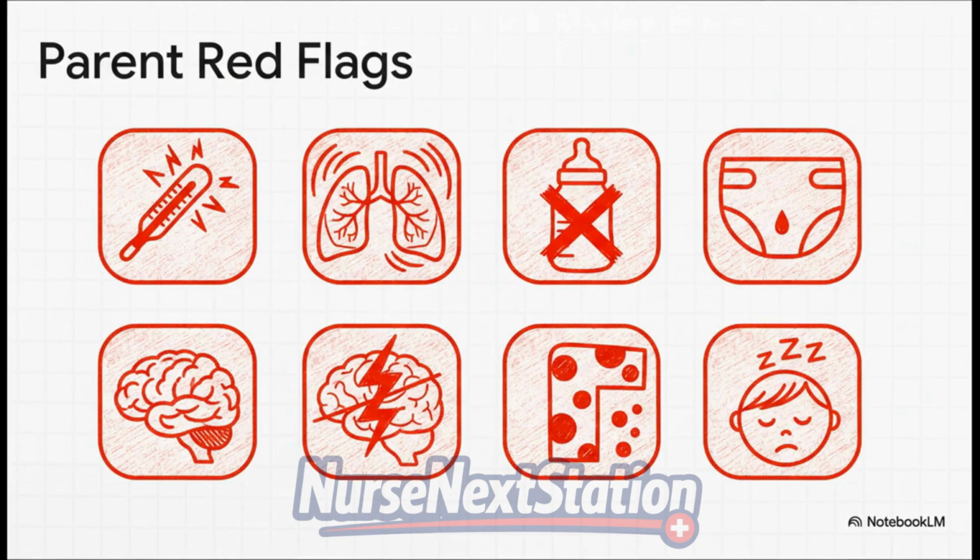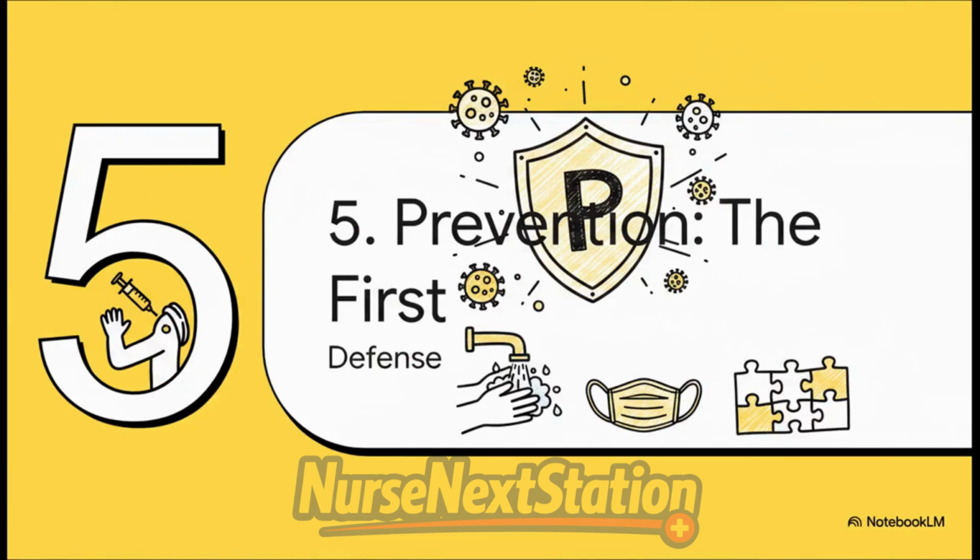And this isn't some huge, complicated textbook chapter we're giving them. These are clear, actionable red flags. We teach them that if their child is struggling to breathe, if they refuse to drink anything, if they stop making wet diapers, or if they just become super sleepy and hard to wake up, that is the time to get help, right now.